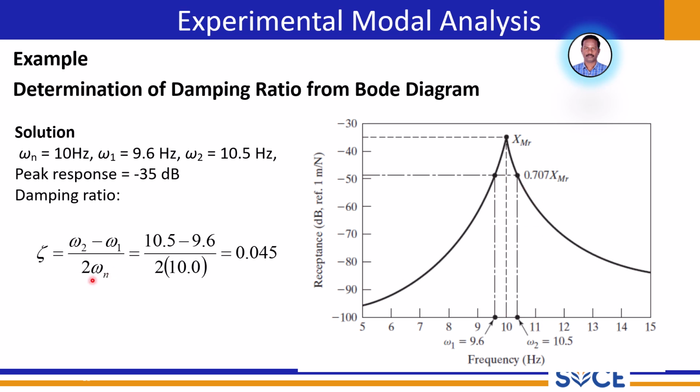Using the damping ratio formula, we can substitute the value of omega 2 as 10.5, omega 1 as 9.6, and the natural frequency itself as 10 Hz. Therefore, the damping ratio of the system is 0.045.